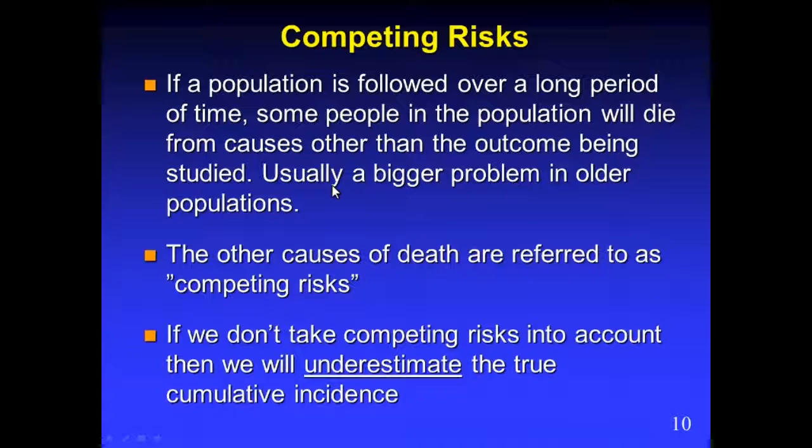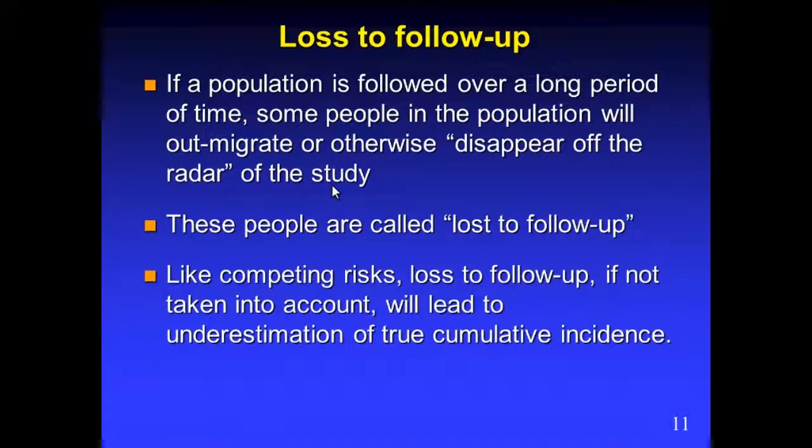The other problem that we run into with our cumulative incidence calculations is loss to follow-up. This is a situation where we're following a population over time, but people, if you like, vanish off our radar screen. They may out-migrate, or they just basically disappear. Maybe they just don't return our phone calls, and they may still be in the area, but we're unable to follow them any longer. We talk about these people as lost to follow-up. And again, if we don't take these people into account, we'll also underestimate the true cumulative incidence in our population.